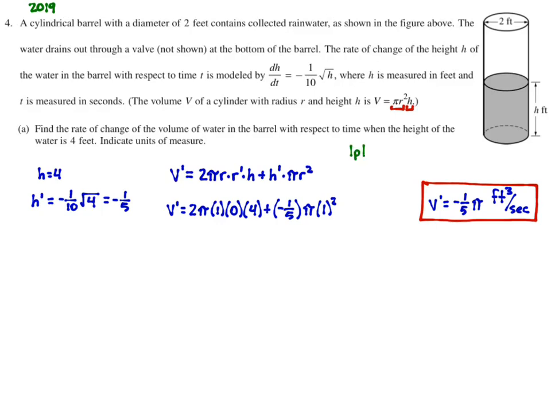As far as points go on this guy, you're going to get 1 point for your dv dt, in other words for your v prime function, so all of this, 1 point for this equation right here. You're going to get 1 point for your final answer, and your units have to be correct to get that point.